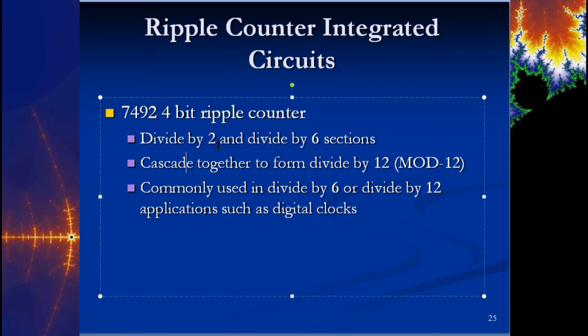So this has a divide by 2 and a divide by 6 section. And so you might ask, why divide by 6? That counts from 0 to 5. So think about what application we use where we only have a value count from 0 to 5. How about the tens place of the clock, right? We count 0 through 59 and then reset back to 0, 0. So the tens place of a digit in a clock is typically done with a 7492.